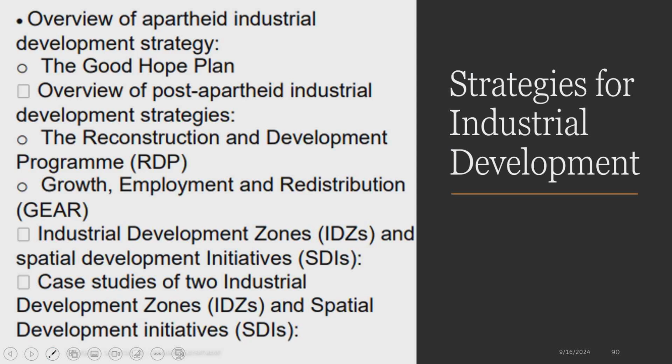Okay. So strategies for industrial development. How can we ensure as a country that we maintain sustainable economic development? We came up with these concepts. Good Hope, RDP, GEAR, those were all the ones which were directly after apartheid era. And then we're focusing now on these aspects which we're going to go into, your industrial development zones.